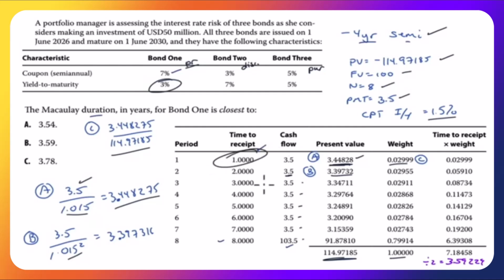Then you'll take your time to receipt multiplied by your weighting to get this column. Add up this column. Here you go. That is in semi-annual periods, so you divide by 2 to get to 3.59229. That is B. You are given the yield to maturity in the question. Most often you don't have the yield to maturity, but you can observe the price so that you calculate the bond's internal rate of return, its cash flow yield based on the cash flows that are given, because you will have the price that you put out on day 1, and then you use that to calculate your present values.